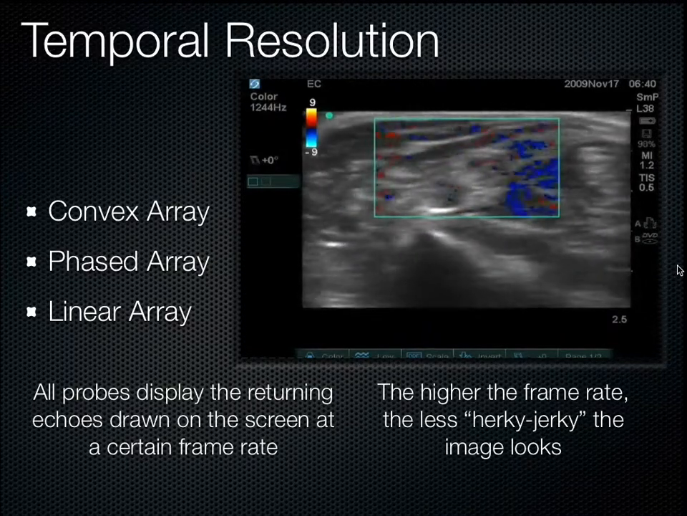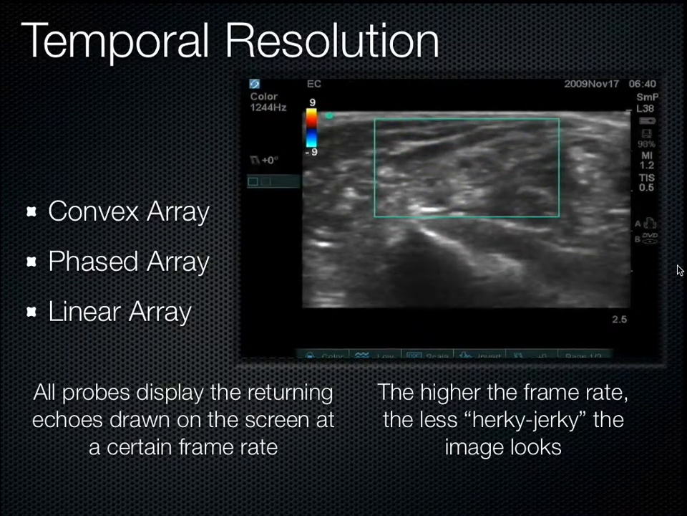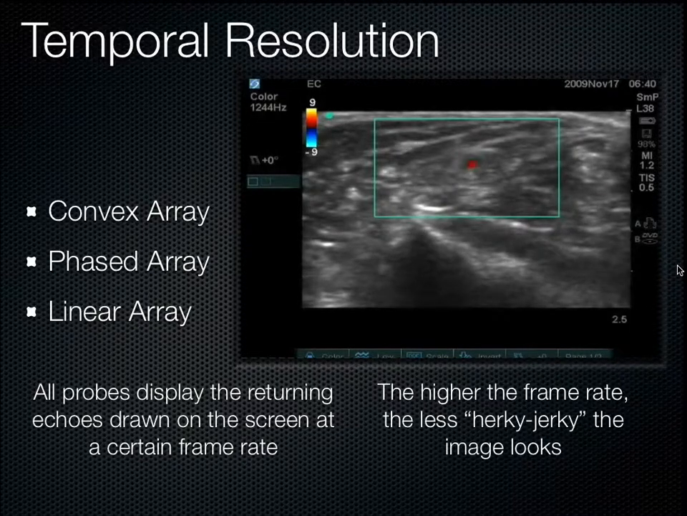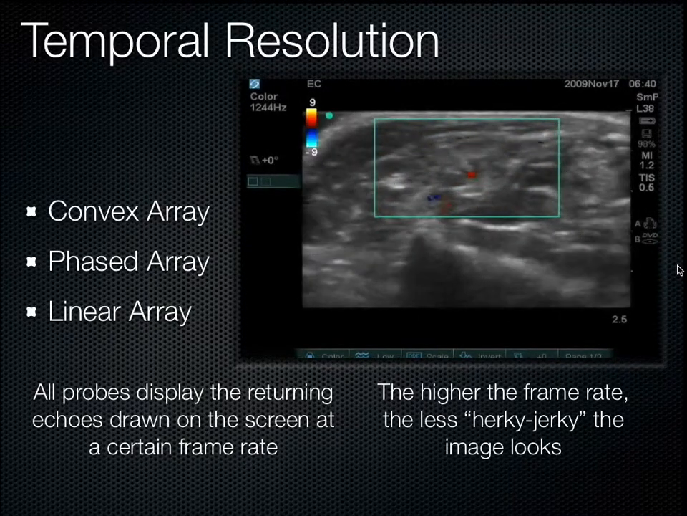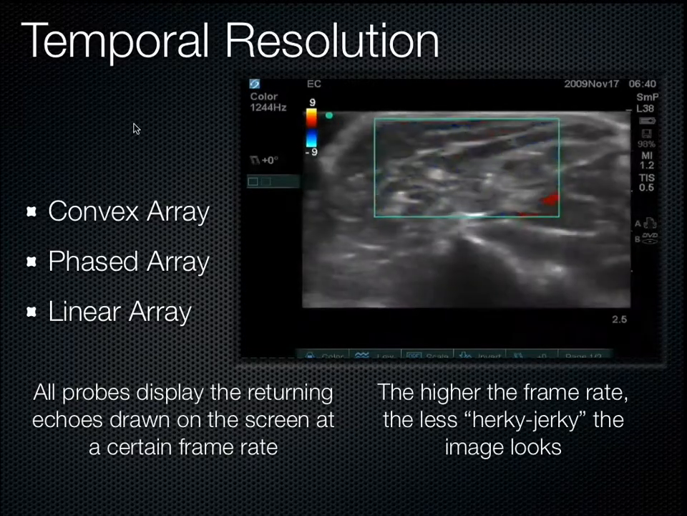Turning up the frame rate will give you better temporal resolution. So whenever you decrease the depth, turn off the color, and switch to cardiac software setting, you will have the highest possible temporal resolution.